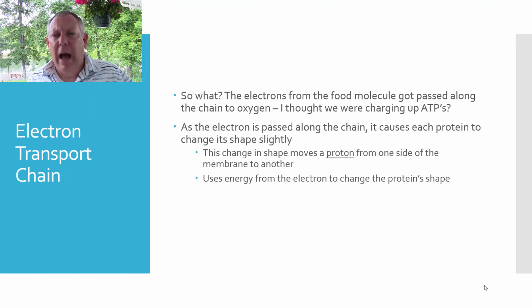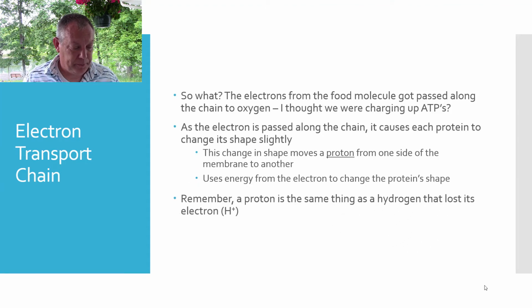And so how come they're able to pump protons? Because they're changing shape, right? Proteins, it's all about changing shape. It's all about changing shape. They wouldn't just do this on their own, but now that they have this high energy electron, they can use that energy to change shape and to pump protons.